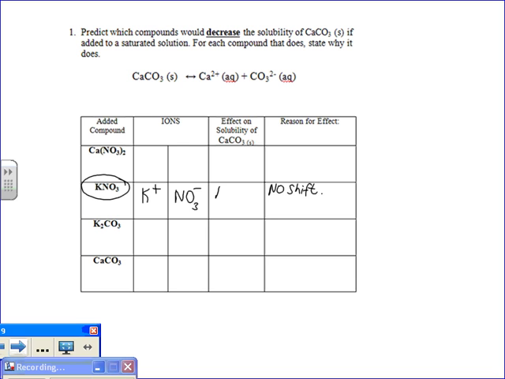So there would be no effect. I do want to also look and say, hey, when I add a different compound, is there any chance of it precipitating one of my ions? And that's what we're going to look at next.